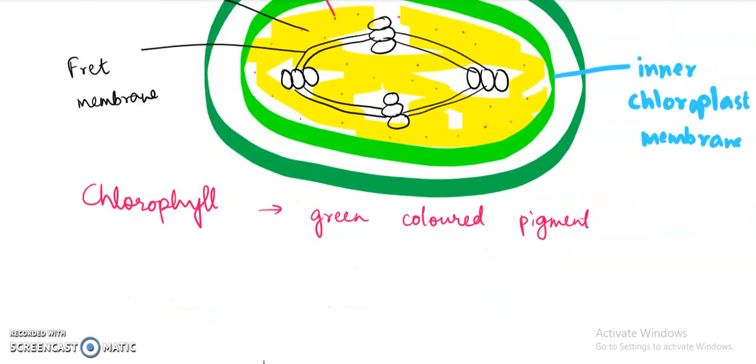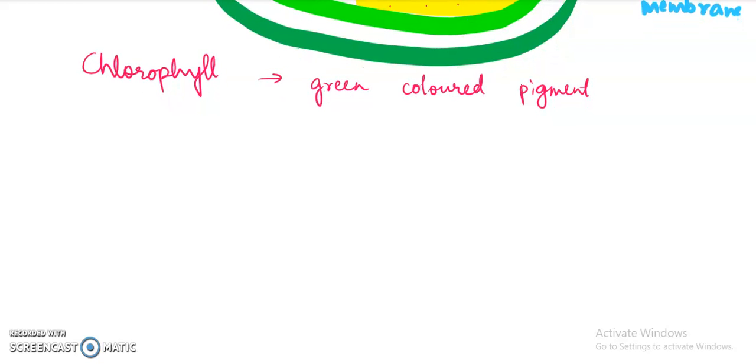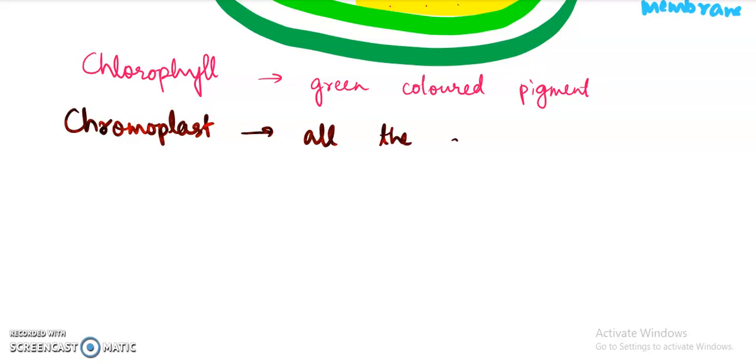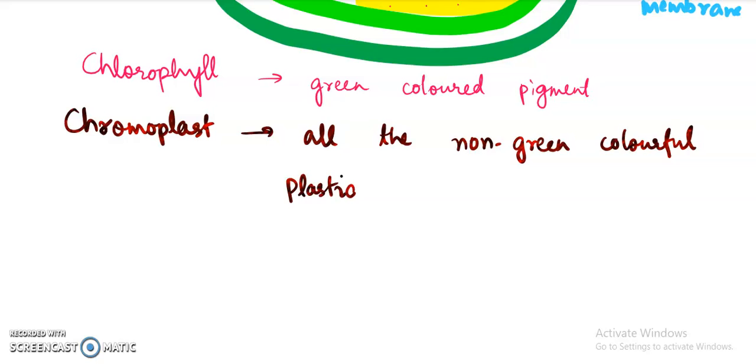Let's come to another plastid which is chromoplast. Okay, so our next plastid is chromoplast. How are you going to define it? It includes all the non-green colorful plastids. All the non-green colorful plastids are a part of chromoplast, and these impart color to the petals. You might have seen flowers with different colors. Why are they being differently colored? Because of the chromoplast. Fruits are brilliantly colored. Why are they colored? Because of the chromoplast. This is all we have to study in the chromoplast.